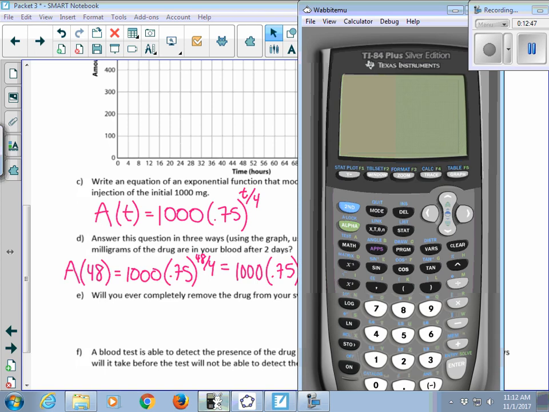I'll have my calculator do this. 1,000 times 0.75 to the 12th. I get 31.67 milligrams.